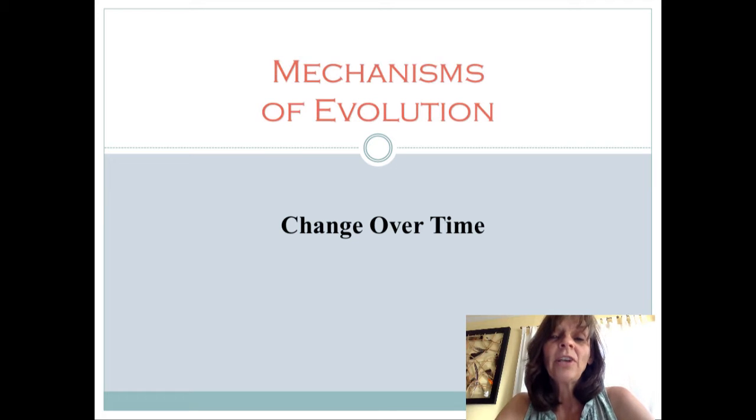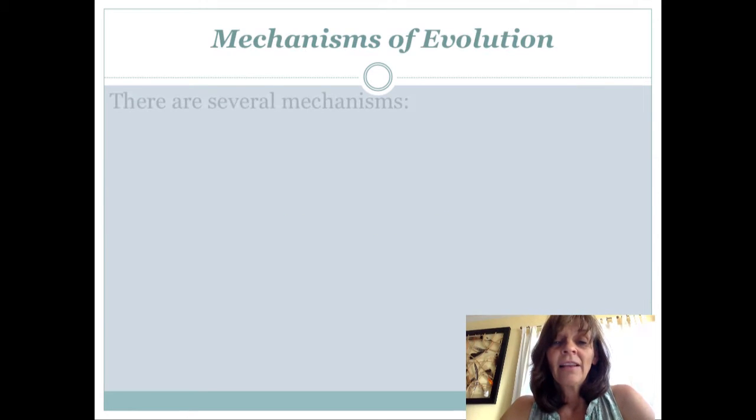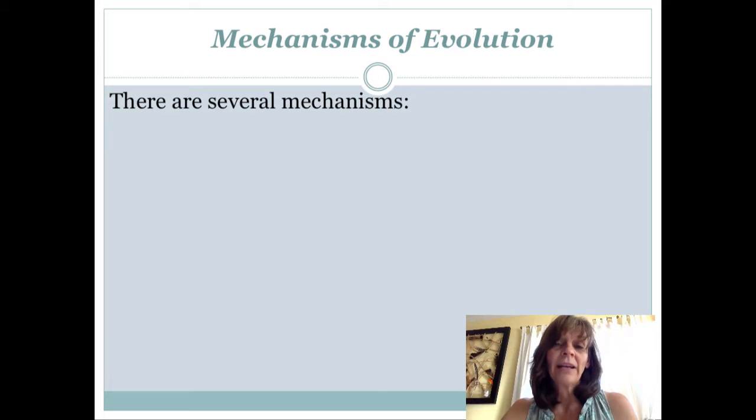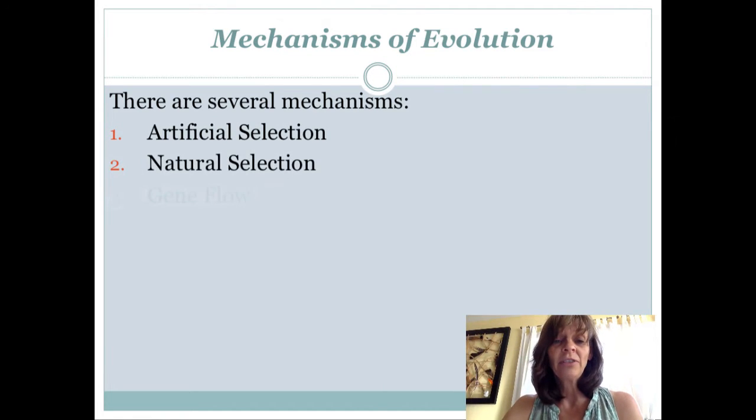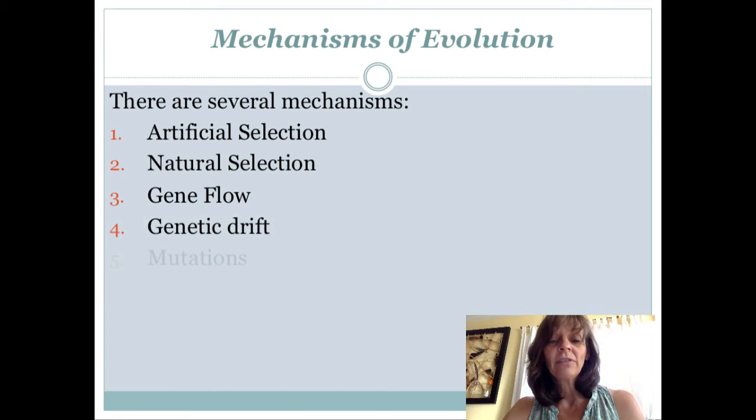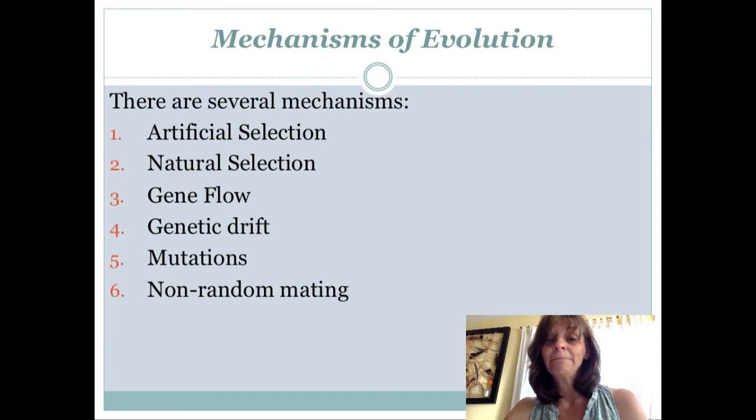All right, so we're going to talk about mechanisms of evolution, which is change over time. But let's get in a little more detail. So we're going to talk about several mechanisms. You don't have to write these down right now. They'll come up within the notes. We're going to talk about artificial selection, natural selection, gene flow, genetic drift, mutations, and non-random mating.